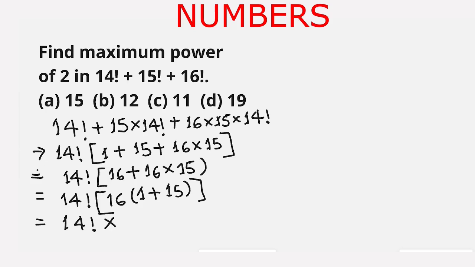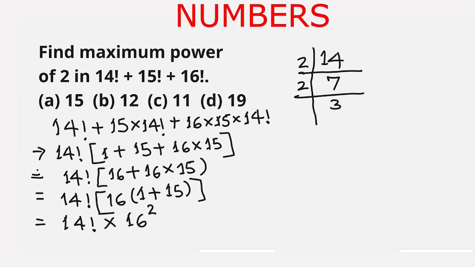So this is equal to 14 factorial multiplied by 16 square. Now we have to find the maximum power of 2 in 14 factorial. So we successively divide 14 by 2. 2 divides 14 for 7 times. 2 again divides 7, 2 divides 3 for 1 time.